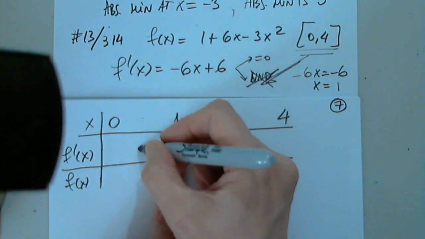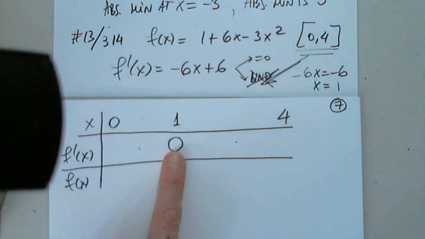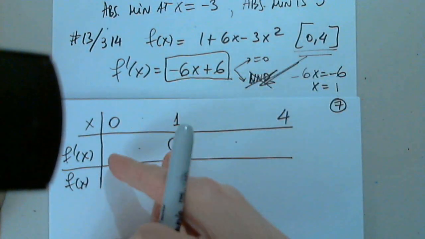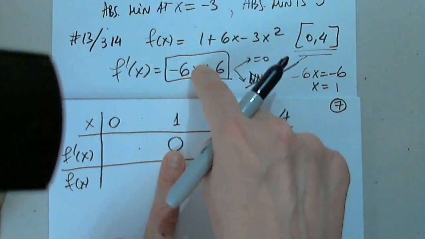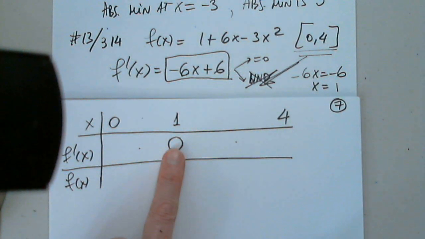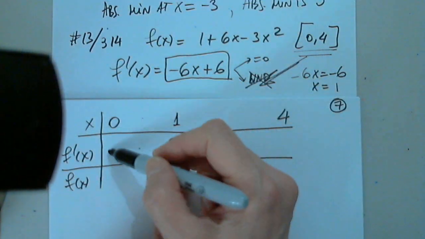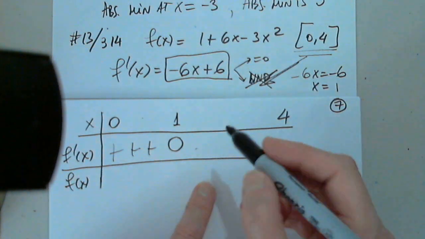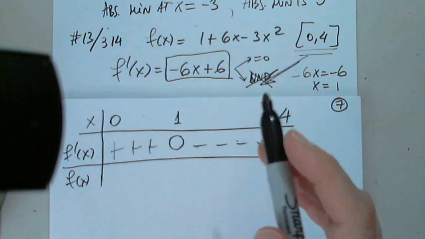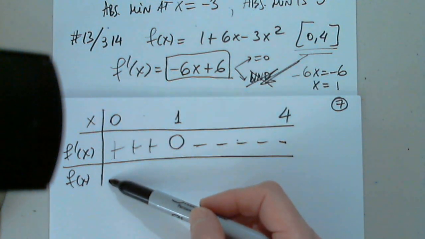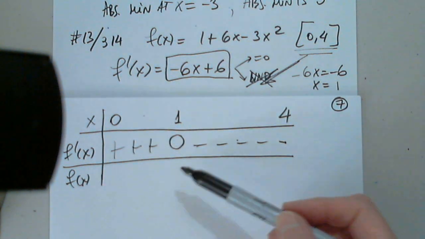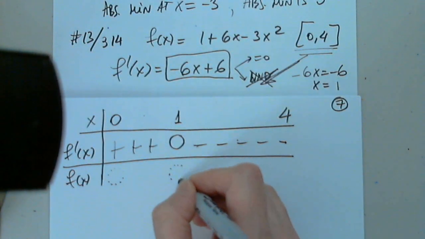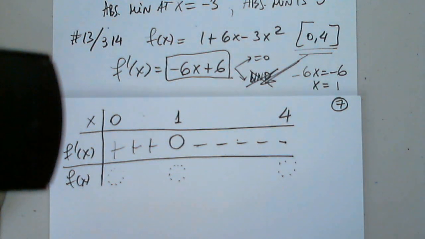I need the sign here for the derivative and the sign here for the derivative. So in the derivative function, please plug in 0 and give me the sign, and then plug in 2 and give me the sign. Positive. So when we plug in 0, we get positive, and when we plug in 2, we get negative. Good. Now, the next step is we have to plug in 0 in the function, we have to plug in 1 in the function, and we have to plug in 4 in the function.